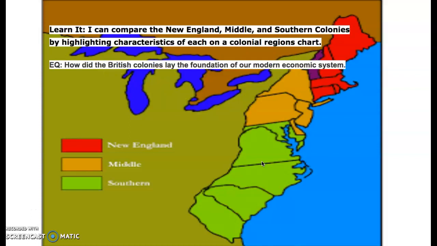Our learning target is: I can compare the New England, Middle, and Southern colonies by highlighting characteristics of each on colonial regions charts. Actually, I've already done the highlighting for you. Our students on site will be highlighting and adding information, but I've done that already for you and uploaded those charts into today's folder. We will also try to answer the question, how did the British colonies lay the foundation of our modern economic system?